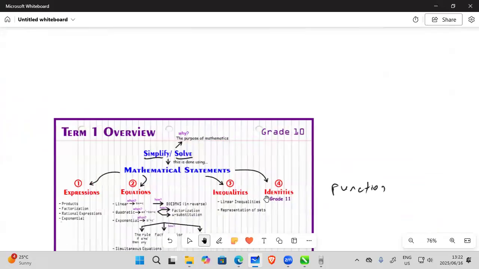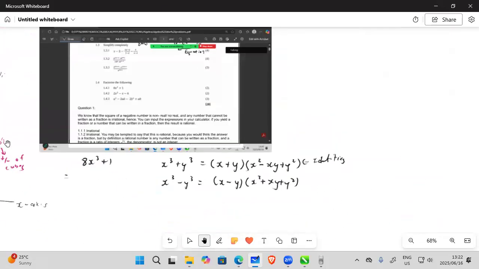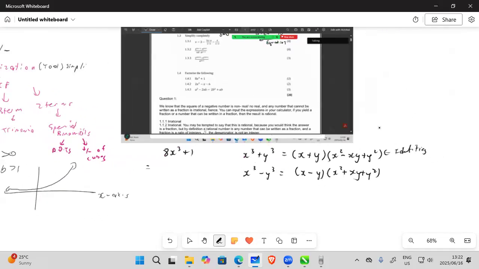Which, guess what? I mentioned it here. It's the 4th type of mathematical statement. Yeah, so these are called identities. So now we can just employ it. So cube root the first term, you get 2x. Copy the sign, cube root the second term, you get 1. Then we need to square the first term, it'll give you 4x squared. Multiply both the terms, it gives me 2x. Change the sign, minus. Square the last term, plus 1.